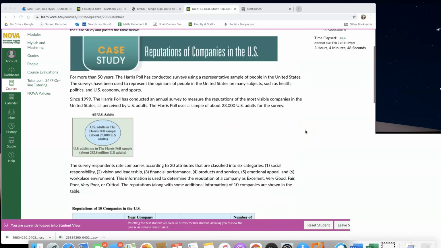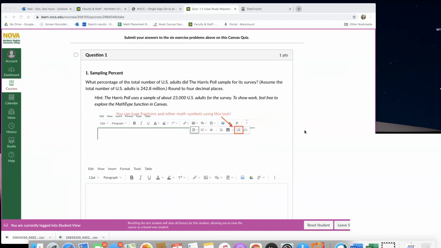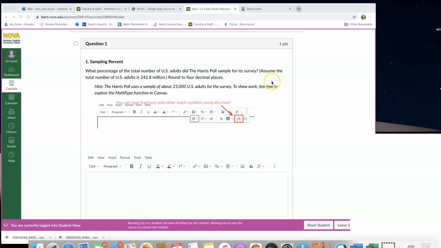We're looking at number 1 of 1.2 case study, reputations of companies in the US. The first question is asking for the sample percent. What percentage of the total number of US adults did the Harris Poll sample for a survey? Assume the total number of US adults is 242.8 million, round to 4 decimal places.